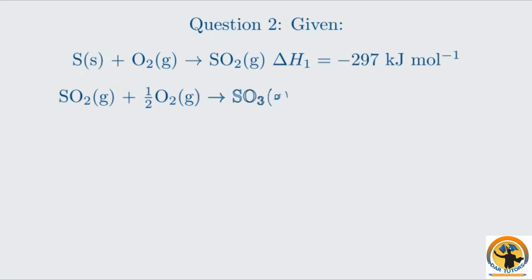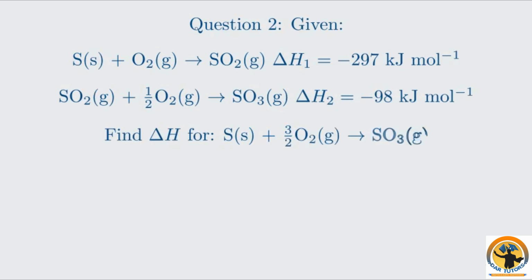Question 2. Given the following enthalpy changes for sulfur, sulfur dioxide, and sulfur trioxide, find the standard enthalpy change for the reaction of sulfur with 1.5 moles of oxygen to form sulfur trioxide. Here we'll use the algebraic approach. Our goal is to add up the two given equations to get our target equation. Let's add the two equations together.